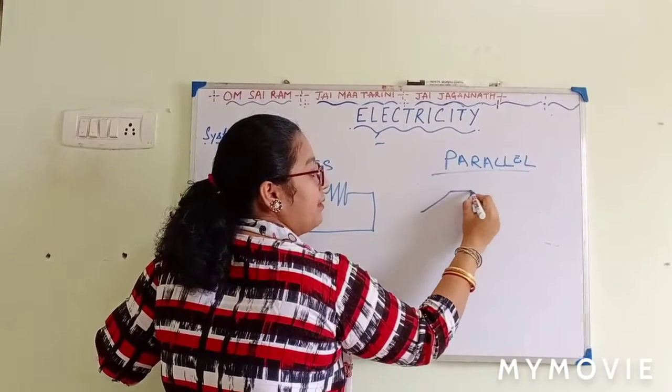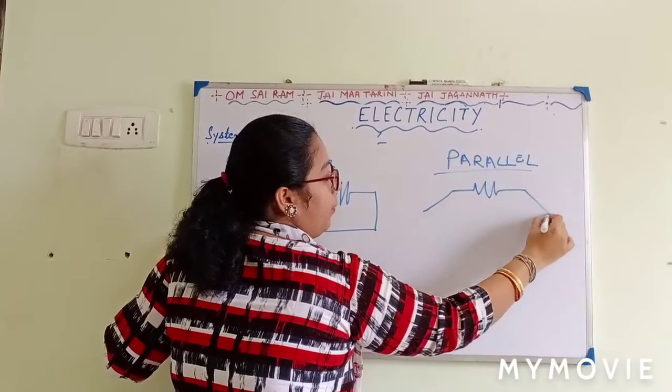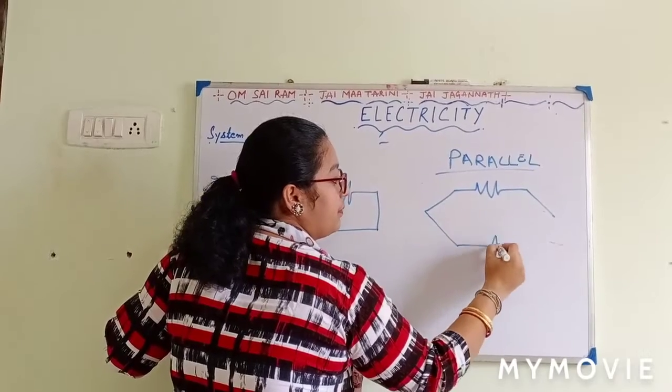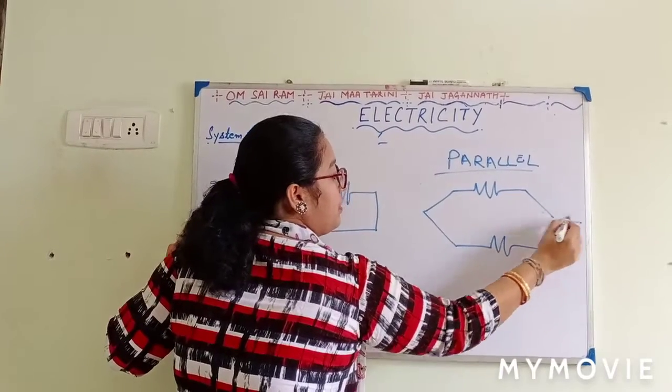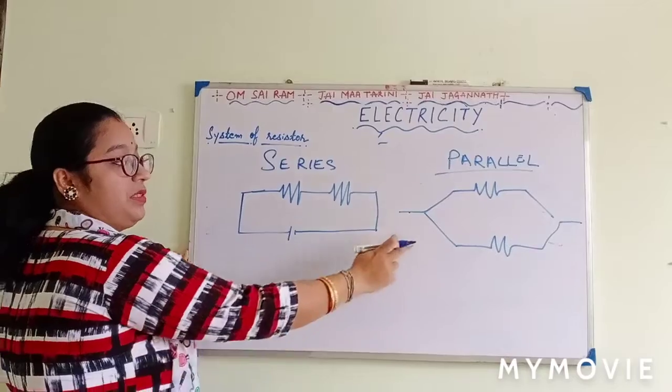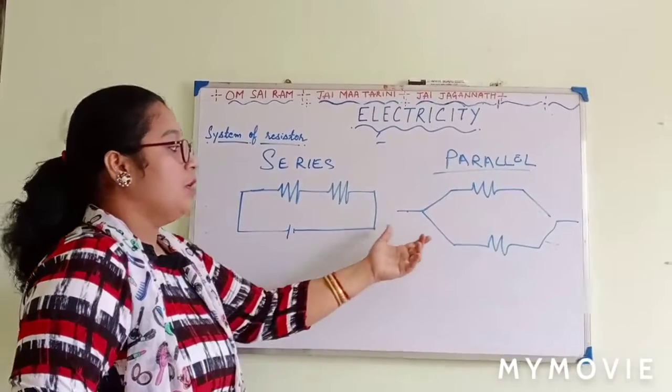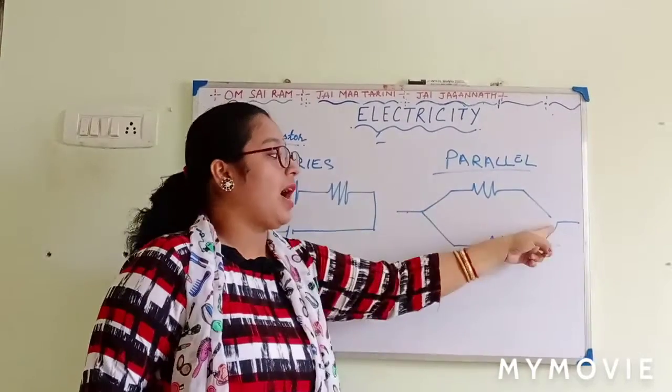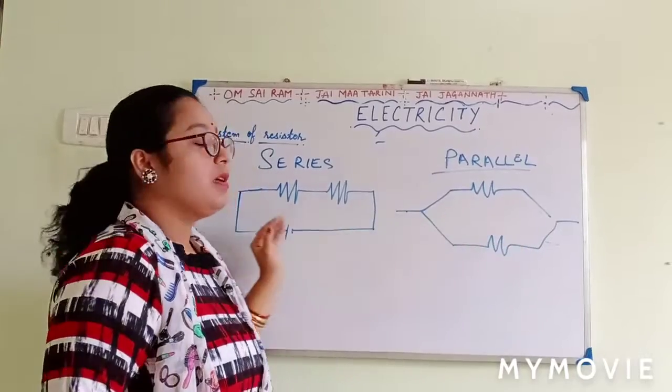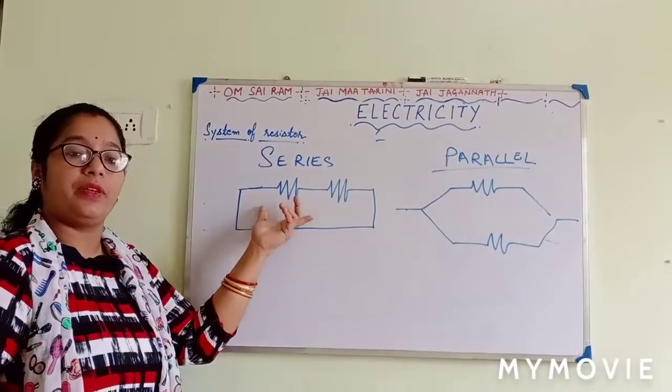So this is one below the other. This is one after the other. This is one below the other. That means the points of joinings are the same in parallel combination, and this one is one after the other.